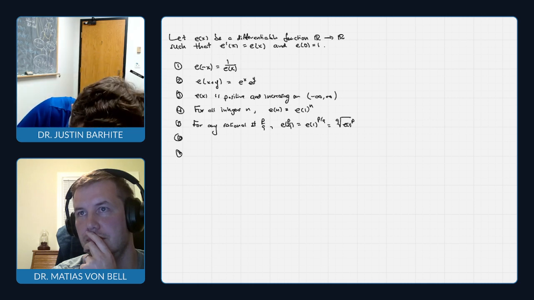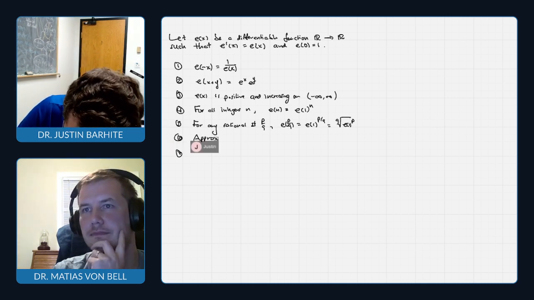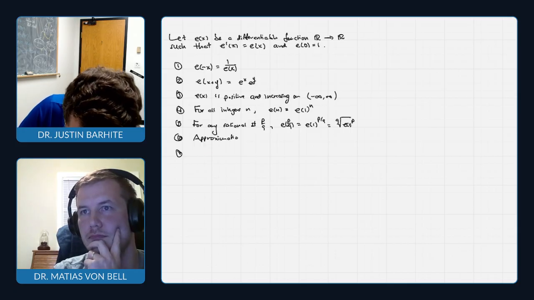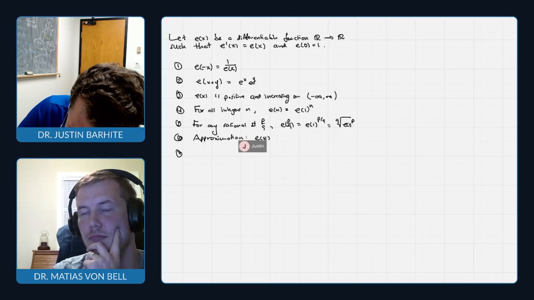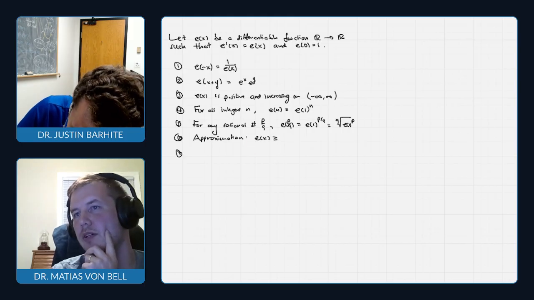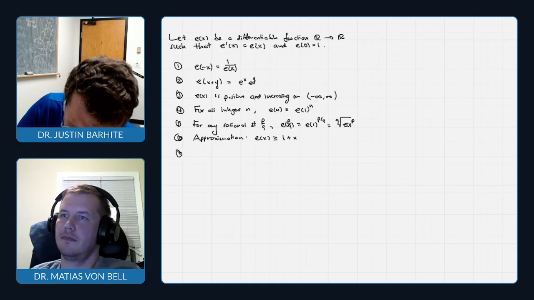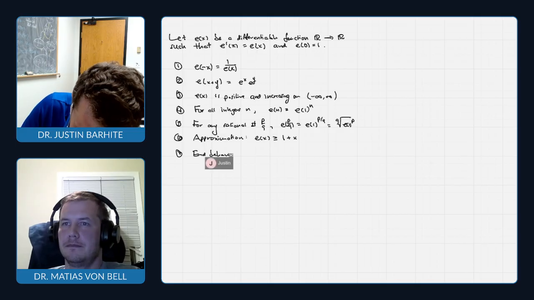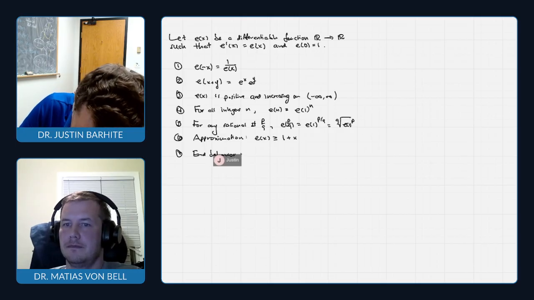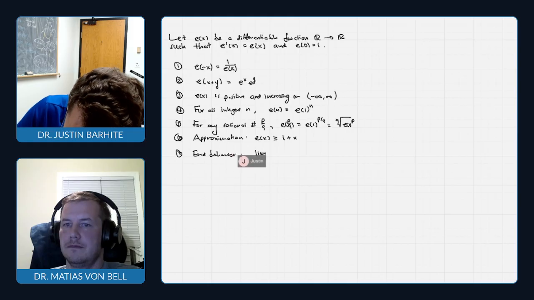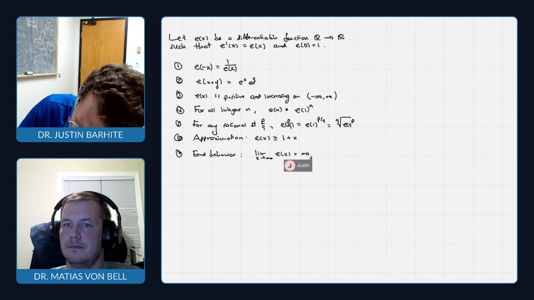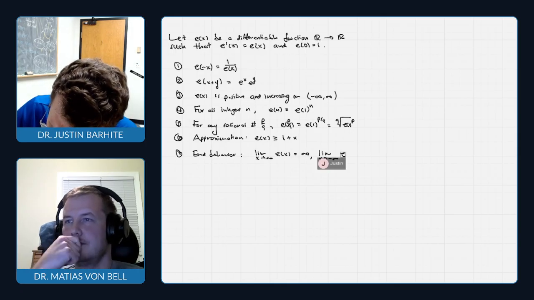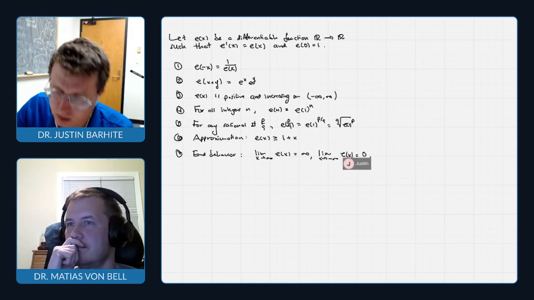Number 6 is that there's an approximation. I'm not doing the full power series, but I will say that e of x is greater than or equal to 1 plus x. And the only reason that I want to do that is to analyze the end behavior. The limit as x goes to infinity of e of x is infinity, and the limit as x goes to negative infinity is 0.